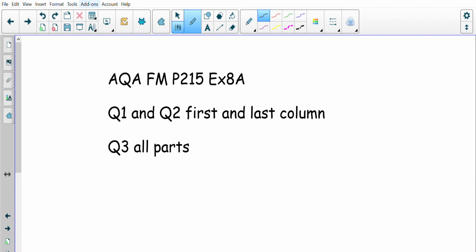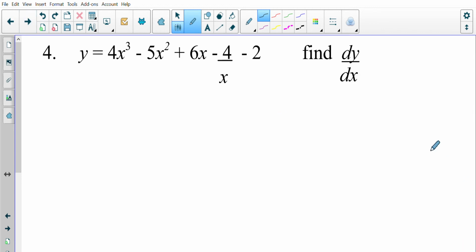So you should have finished those questions now. So what we're going to do is have a look at a couple more examples where we have some algebraic fractions for some of our terms, as we see here with the 4 over x. Now, in order to differentiate this term here, where we've got 4 with x on the denominator of a fraction, we've got to rewrite that fraction in index form so that we can apply our rule for differentiating.